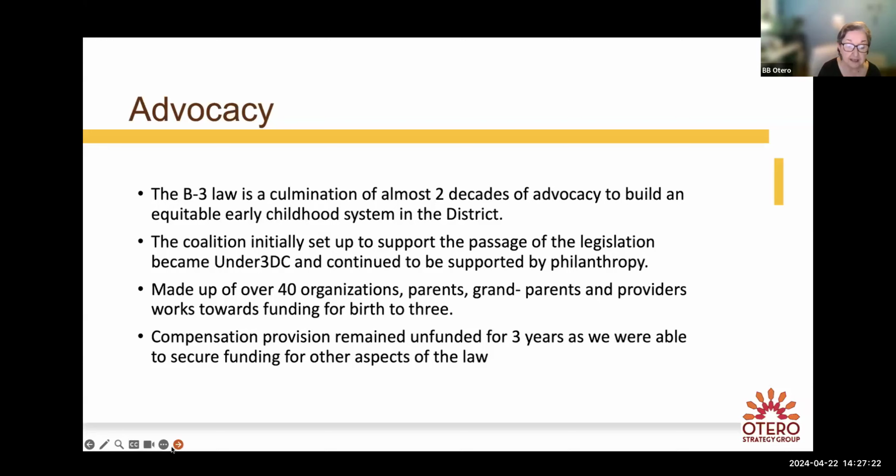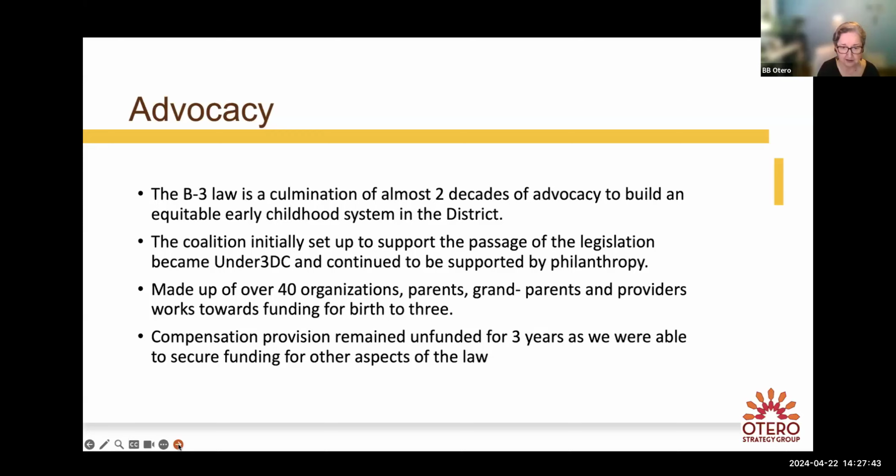Our advocacy is made up of 40 organizations, parents, grandparents, providers, and also really important folks who don't necessarily have children in early care and education, but who are interested in the well-being of children in the city. And then the compensation provisions remained unfunded for 3 years.